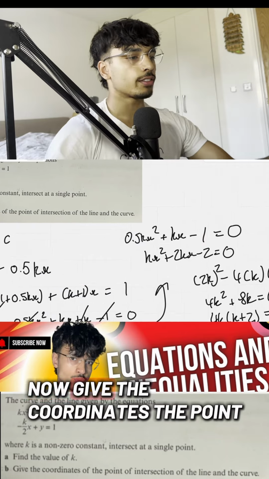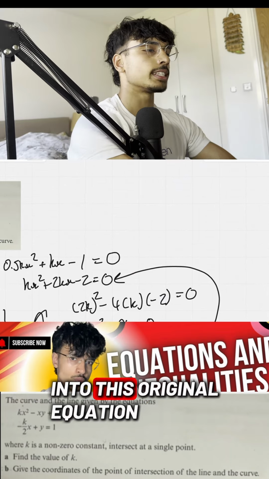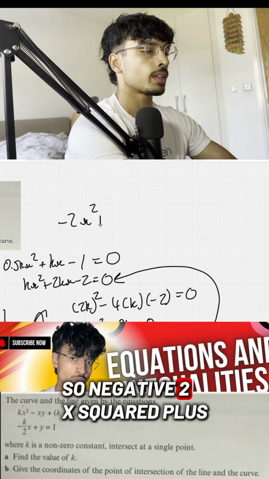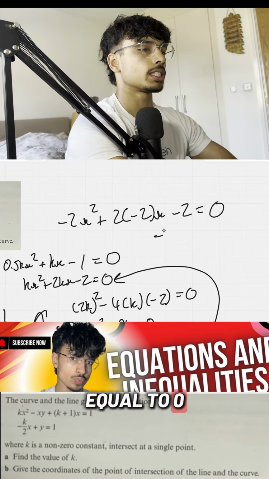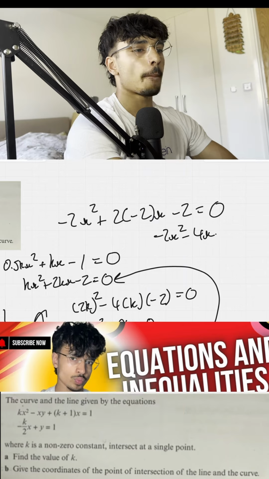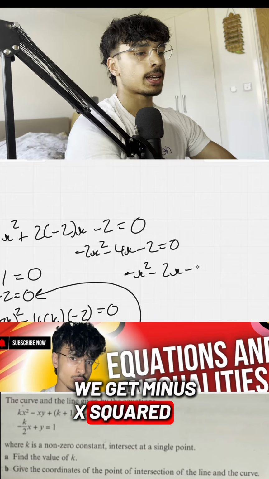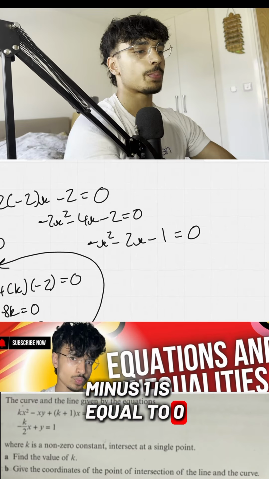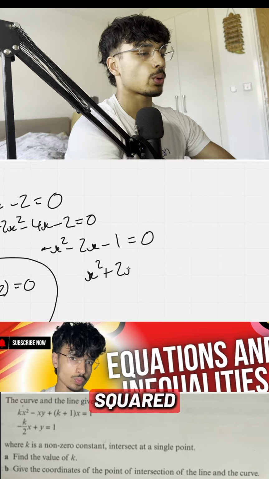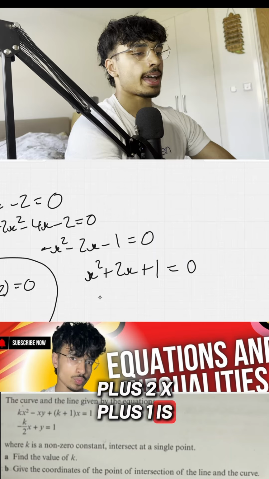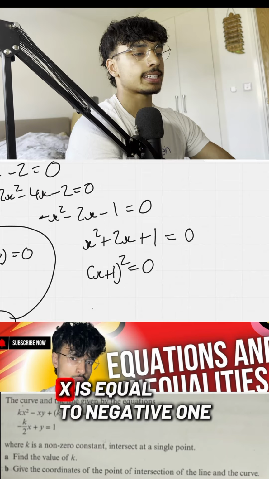Right? Now, give the coordinates for the point of intersection of the line and the curve. Essentially, to find the coordinates, we need to sub in k is equal to negative 2 back into this original equation. So negative 2x squared plus 2(negative 2)x minus 2 is equal to 0. Okay, so minus 2x squared minus 4x minus 2 is equal to 0. We can then halve it, so we get minus x squared minus 2x minus 1 is equal to 0. Okay, and now what do we need to do? Well, essentially, we can convert this into x squared plus 2x plus 1 is equal to 0, and therefore we know that this is equal to (x plus 1) all squared is equal to 0. Hence, x is equal to negative 1.